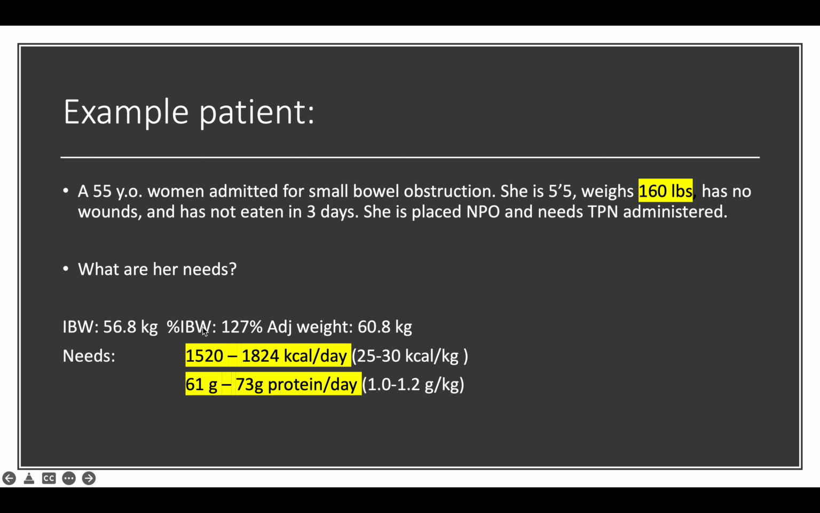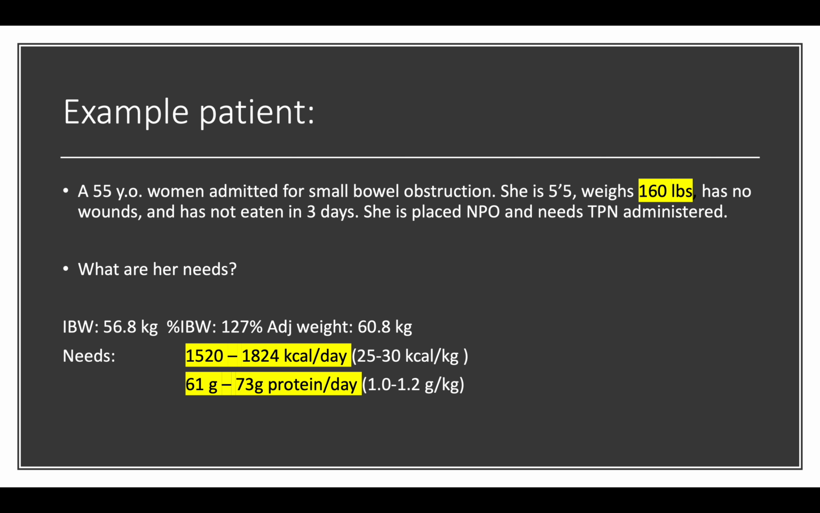And then I did her percent ideal body weight. So I just took 160 over 125. That's 127%. If someone weighs above 120%, I typically will adjust their weight and do adjusted body weight. And so because she was 127% of her ideal body weight, I did adjust her weight. And so her adjusted weight came out to 60.8 kilograms. And how I did that, just so you know, I took what she weighs now and I minused her ideal body weight. So I did 160 minus 125. Then I times it by 0.25, and then I added that number onto her ideal body weight. And so that got me to 60.8 kilograms.